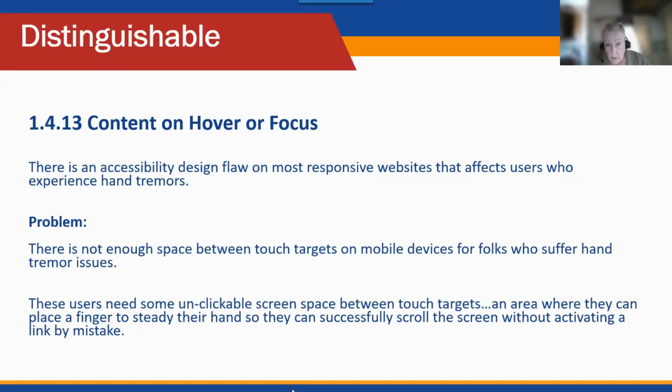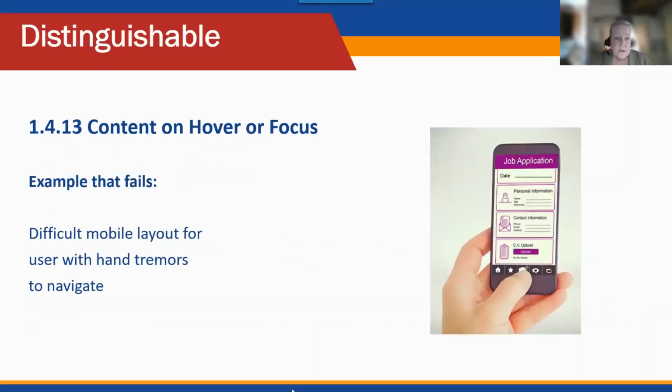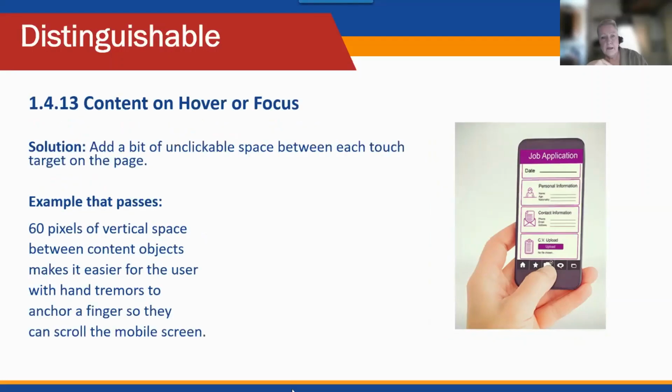There's also a design flaw for most responsive websites in that it affects users who experience hand tremors. A big problem is that users may not have enough space between the touch targets on mobile devices because they have hand tremors. Let me show you an example of that. Here's an example, a mobile layout. Someone who has hand tremors needs to be able to place one finger to steady their hand on the mobile area so they can select an item. Here's a solution. Make sure there's always 60 pixels of vertical space between content objects, so it's easier for the user with hand tremors to anchor a finger so that they control the mobile screen. Okay.